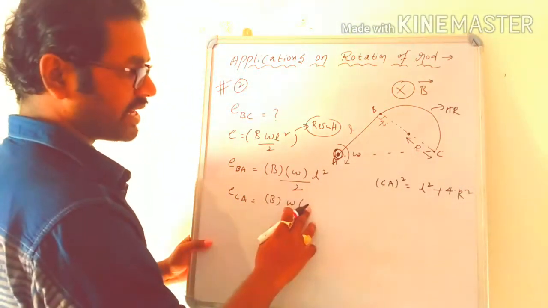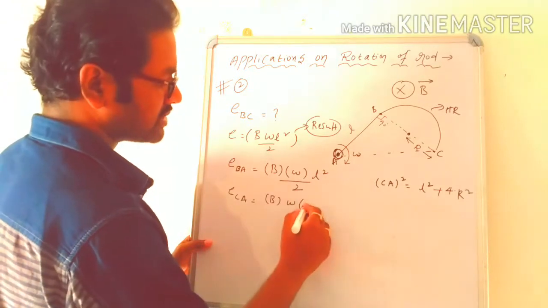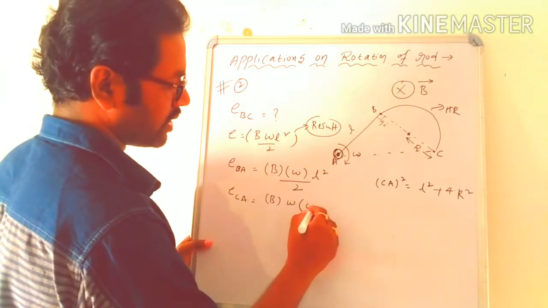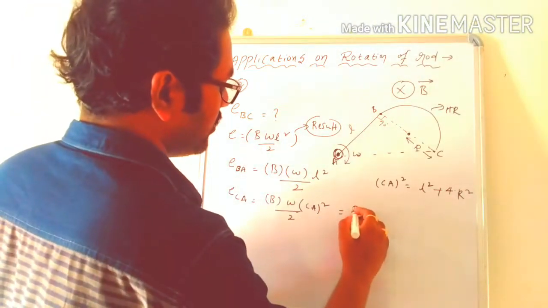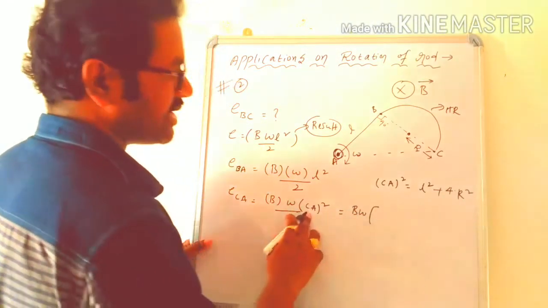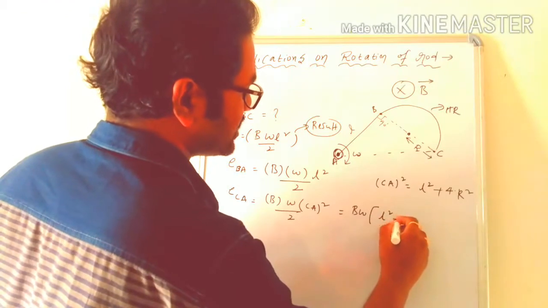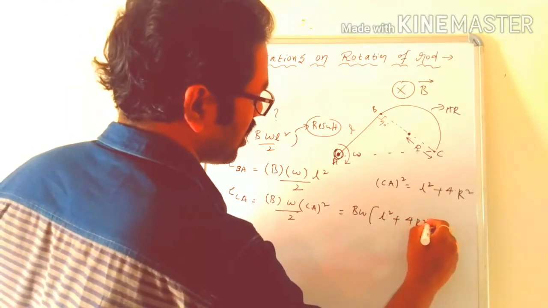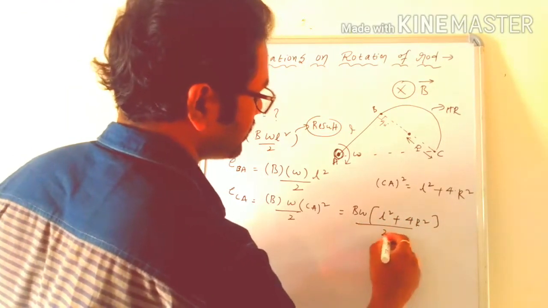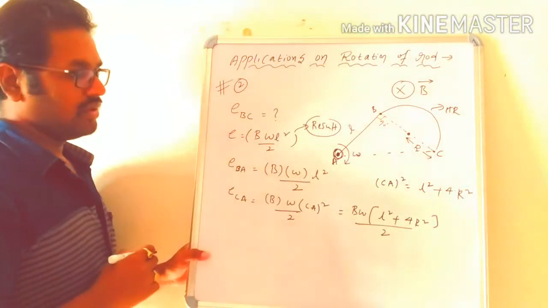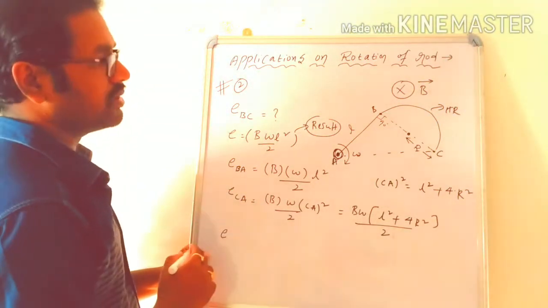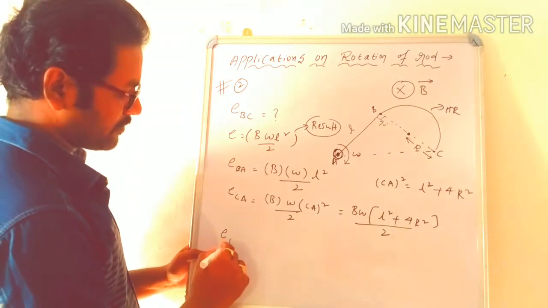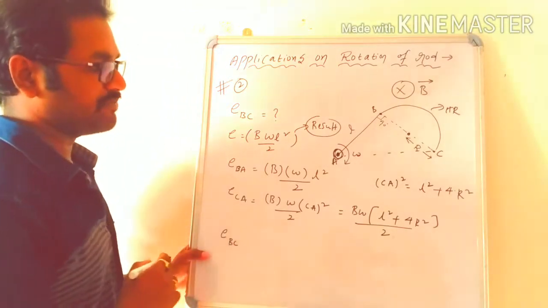And then you can write directly the length AC square, or CA square, divided by 2, which is equal to B omega. What is CA square? This one. L square plus 4 into R square divided by 2. Now, the potential difference across the ends BC, there you can take BC.